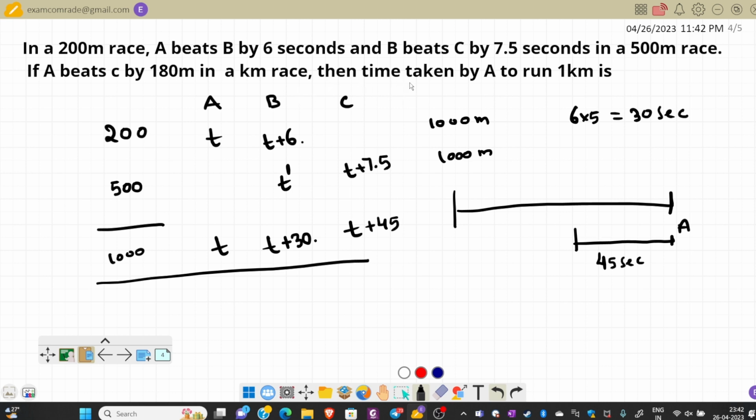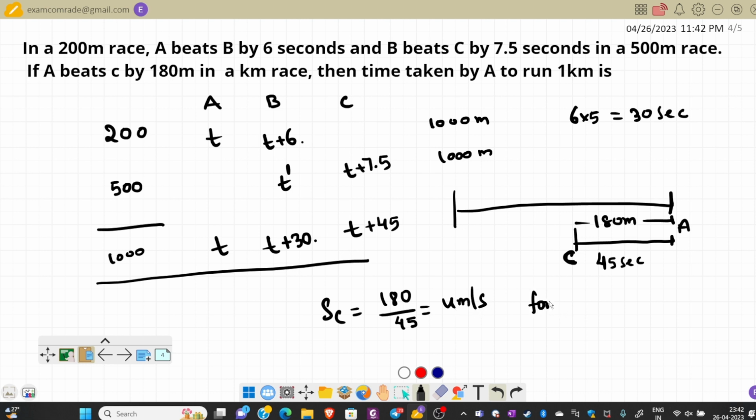What is the question asking? The time taken by A to run 1 kilometer. This distance is given as 180 meters. So C will be here. He needs to cover 180 meters, which he will take 45 seconds for. So the speed of C is 180 by 45, that is 4 meters per second.